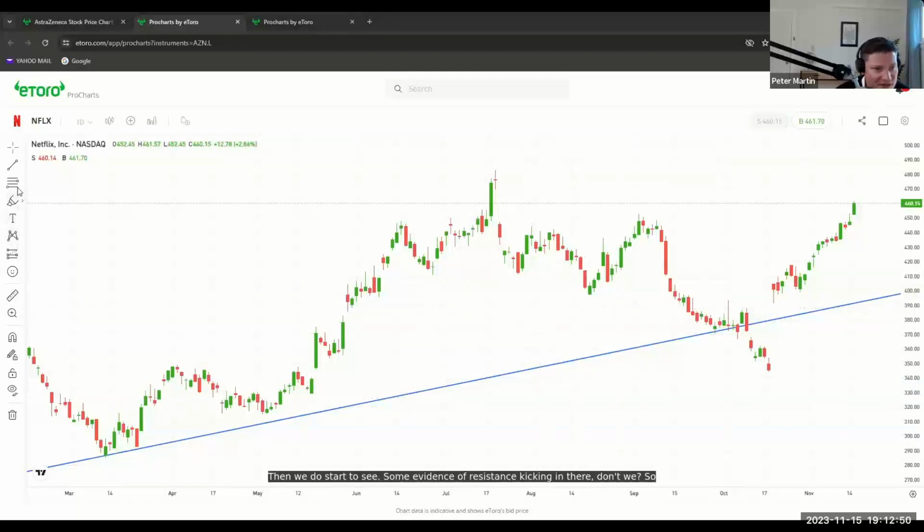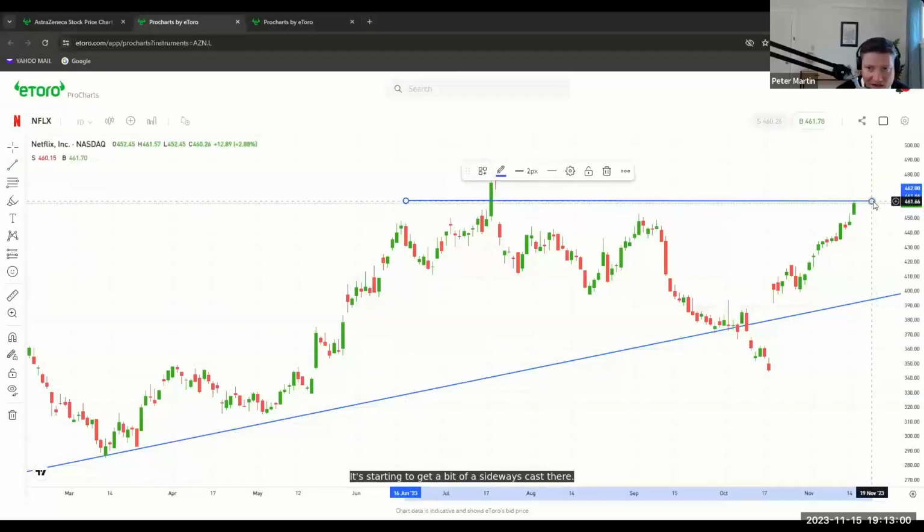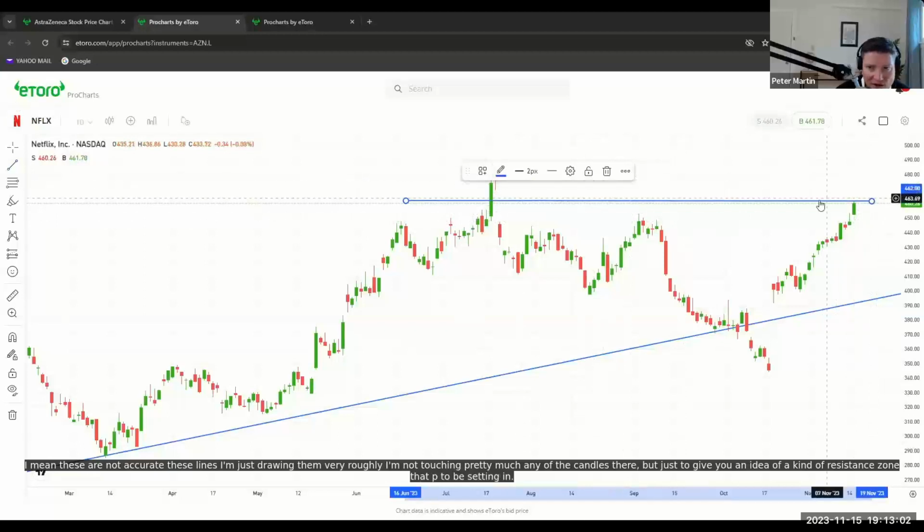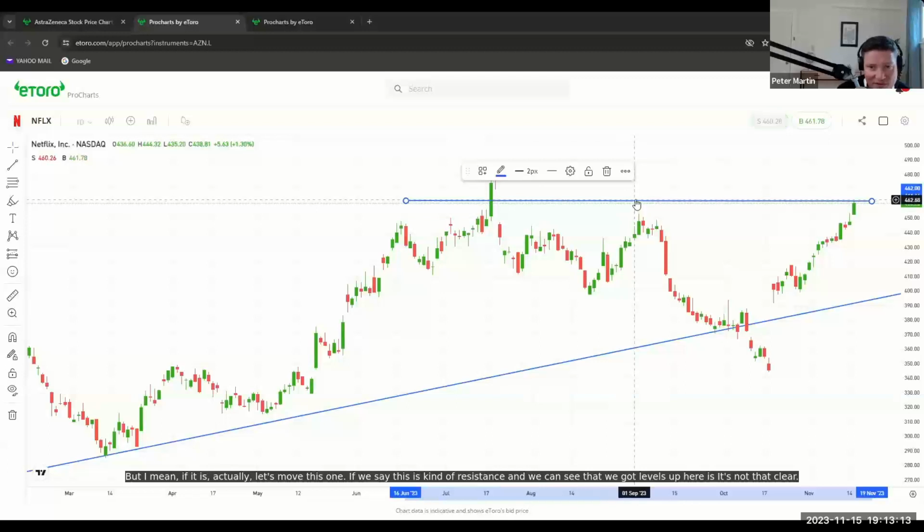then we do start to see some evidence of resistance kicking in there, don't we? So it's starting to get a bit of a sideways cast there. I mean, these lines are not accurate. I'm just drawing them very roughly. I'm not touching pretty much any of the candles there, but just to give you an idea of a kind of resistance zone that appears to be setting in. But let's move this one.